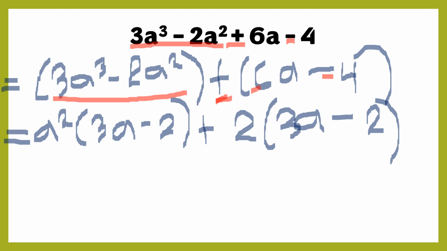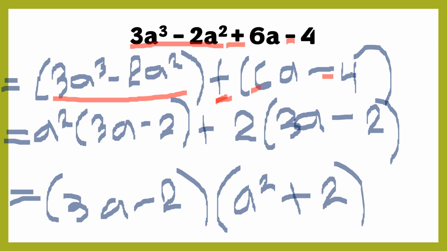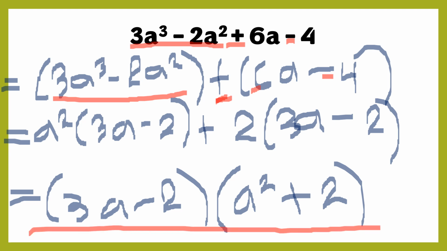Okay, you put equals, factors inside the parenthesis. We have 3a minus 2, close, open parenthesis. Our first GCF is a squared and then plus 2, close parenthesis. That means this is our final answer.